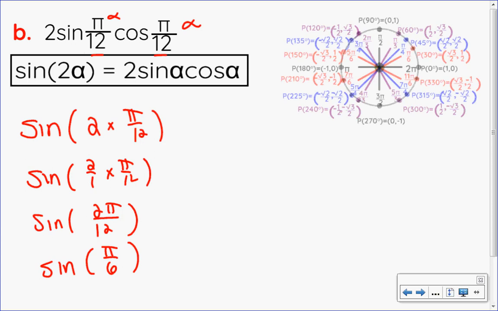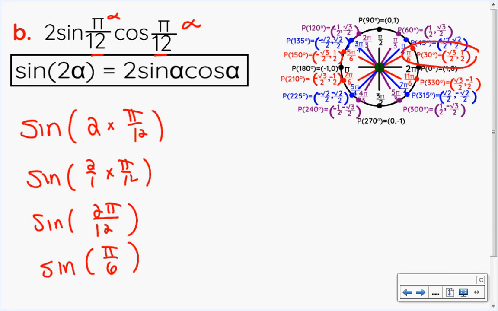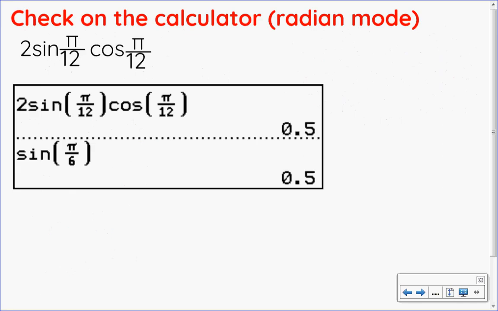I can go to my unit circle and see my coordinate for sine of pi over 6, and I know that sine is my y coordinate, so this should just equal a half. Plugging that into my calculator, I can see that 2 sine of pi over 12 cos pi over 12 is the same value as sine of pi over 6, which is 0.5. So I know I've done that correctly.